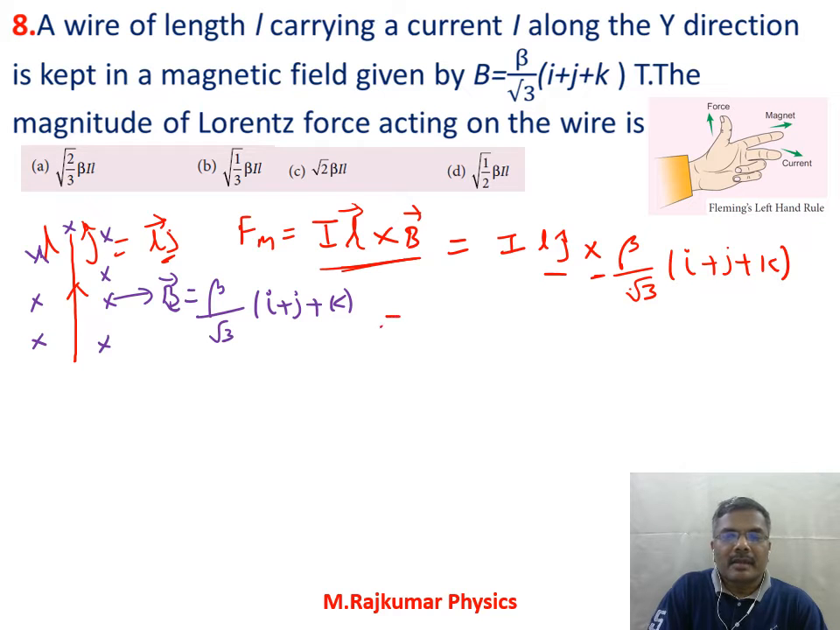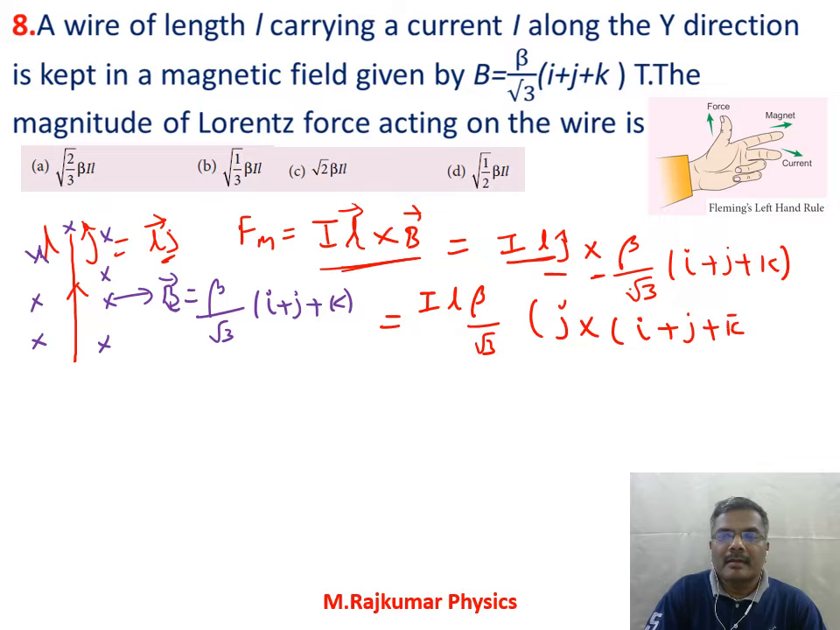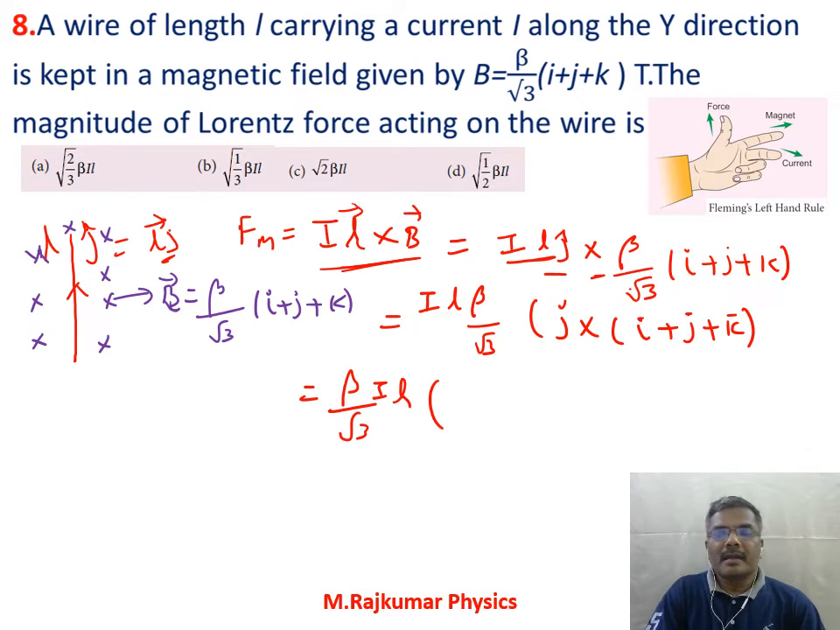So I can write it like this. I can take I L and beta by root 3 outside, because they are scalars or constants. So beta by root 3, and I should take the cross product between j and this vector, i plus j plus k. So this one I can write as beta by root 3 I L, into the cross product between j and these three vectors.